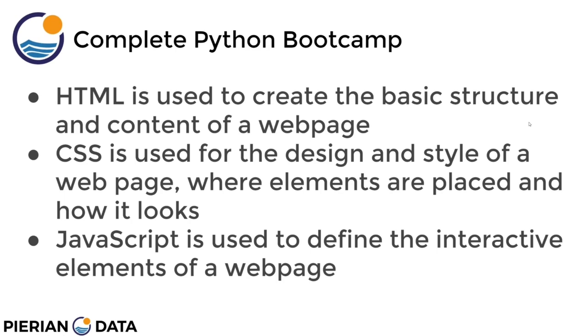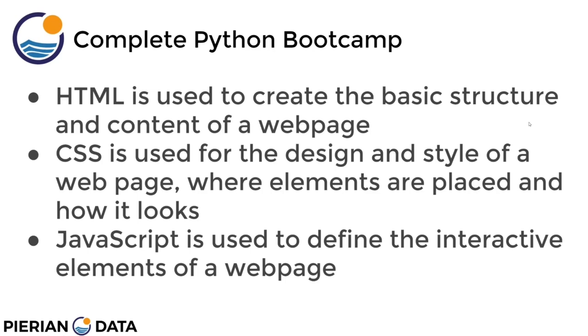HTML is used to create the basic structure and content of a web page. So HTML actually contains the information that's shown on the website, such as the words written in a paragraph. CSS, which stands for Cascading Style Sheets, is used for the design and style of a web page. Based off the HTML elements, they'll be connected to some sort of style, such as font size or color or positioning on the website, and that's what CSS does. So HTML, main information on the website. CSS is going to be the design and style of that HTML.